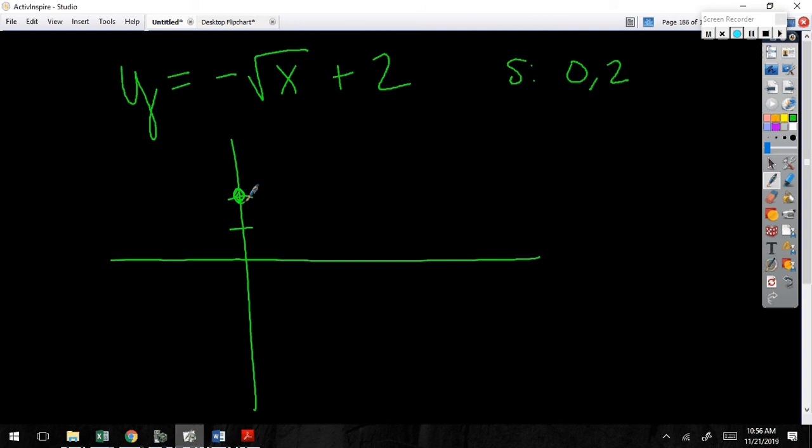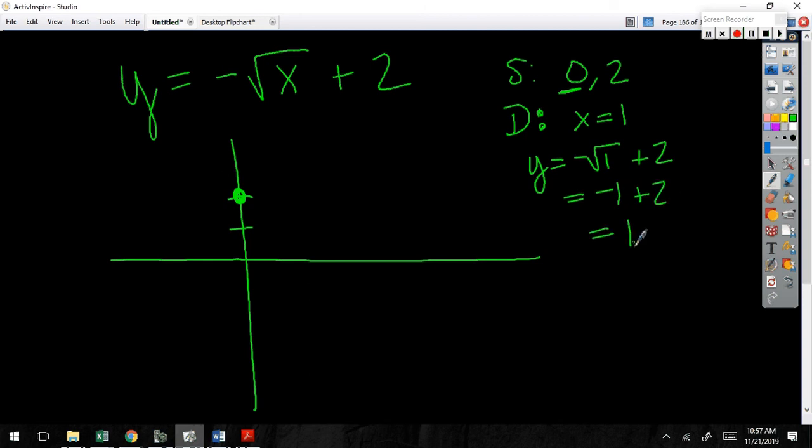Think about your transformations. This one's going to flip down. That's exactly right. So now I need a direction point to know how to take this off in that direction. So 1. Why are you choosing 1? I'm going to let x be 1 because it's 1 to the right of this one. So it'd be negative square root of 1 plus 2, which would be 1. So it'd be 1, 1.